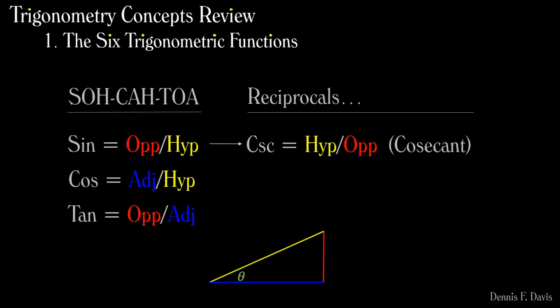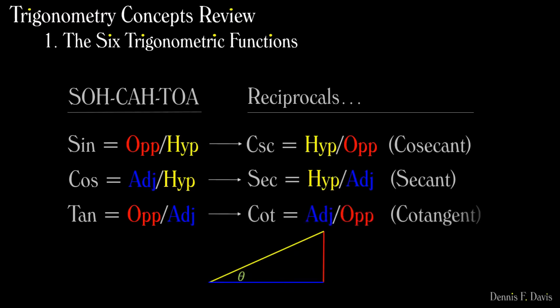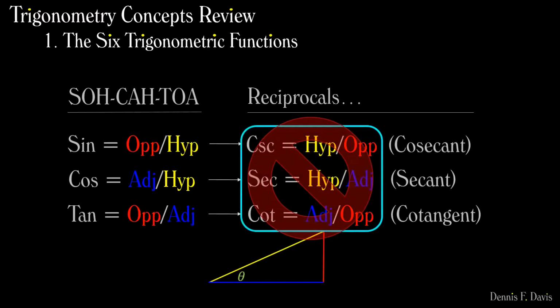The secant is 1 over cosine, so hypotenuse over adjacent. The cotangent is 1 over tangent, so adjacent over opposite. You don't need to memorize something if you can figure it out quickly, and these last 3 trig functions are good examples. Don't memorize cosecant, secant, or cotangent.